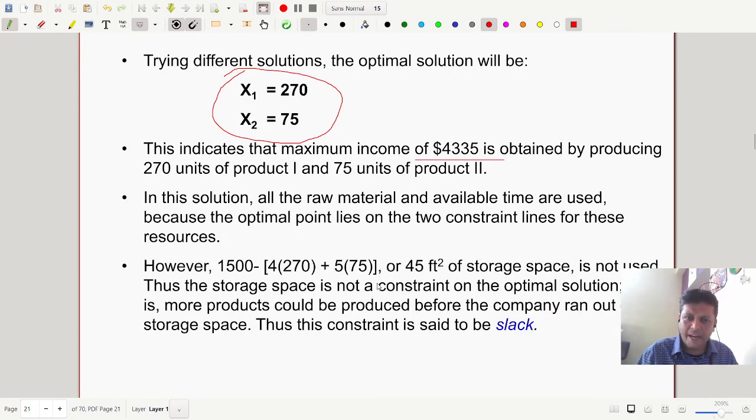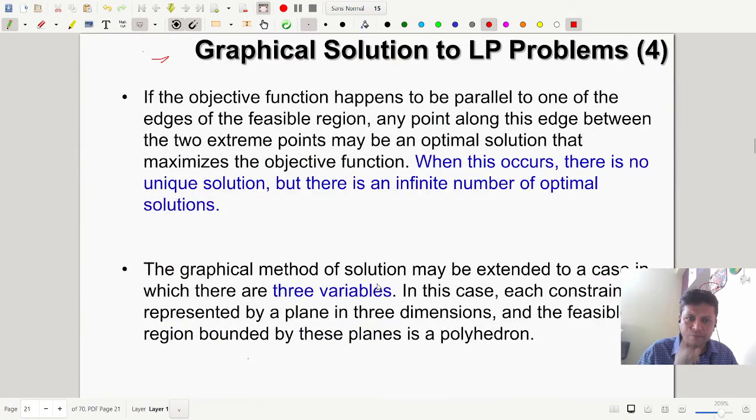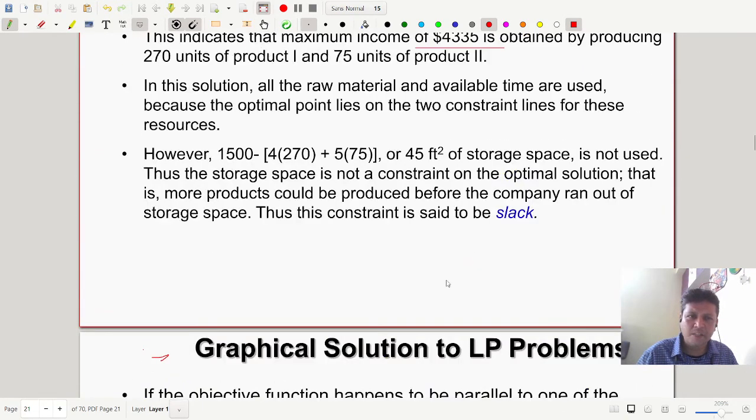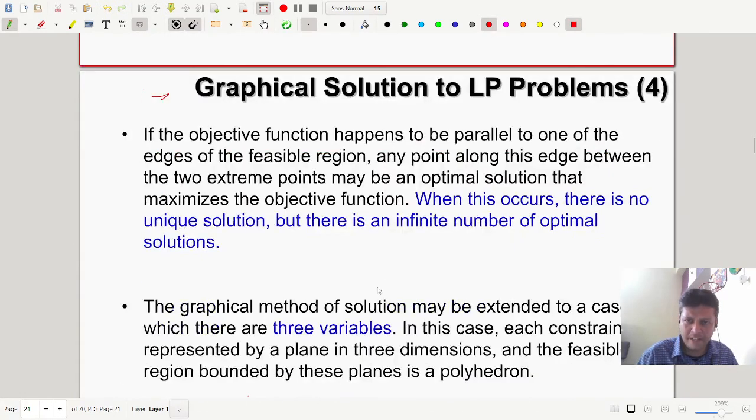So I will explain another problem. But before that, I will explain something about the graphical solution. If the objective function happens to be parallel to one of the edges of the feasible region, then any point along its edge between the two extreme points may be an optimal solution that maximizes the objective function. When this occurs, there is no unique solution, but there is an infinite number of optimal solutions.